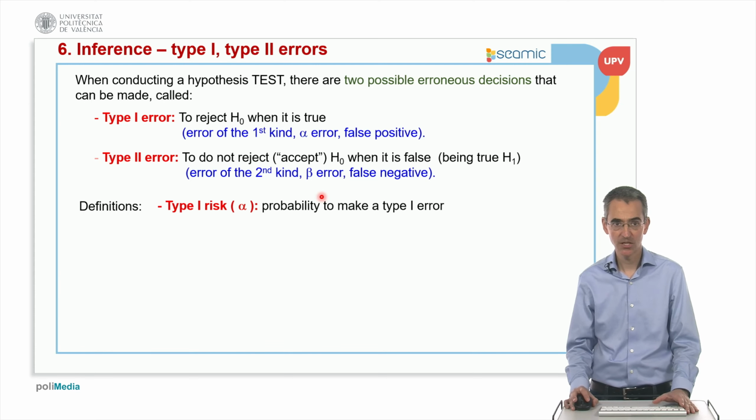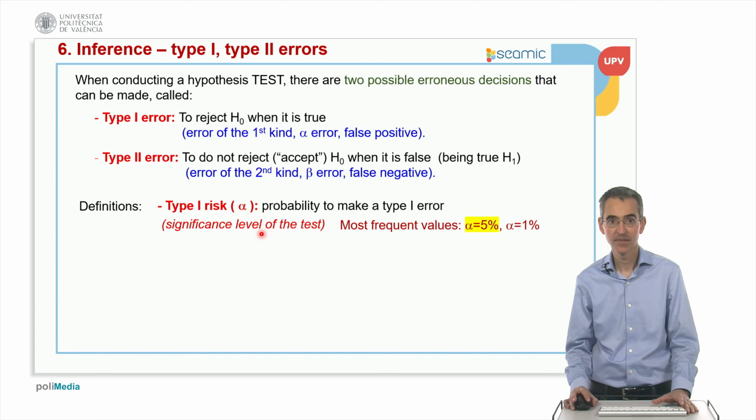Other important definitions are the following. Type 1 risk: the risk is the probability to make an error. So we call type 1 risk the probability to make a type 1 error. This is called alpha, and this definition is very important in statistics because the value alpha will appear a lot of times in inference. It's also called significance level of the test. Very important: you have to remember that significance level is the same as type 1 risk. The most frequent values that we use in statistics are alpha 5% or alpha 1%.